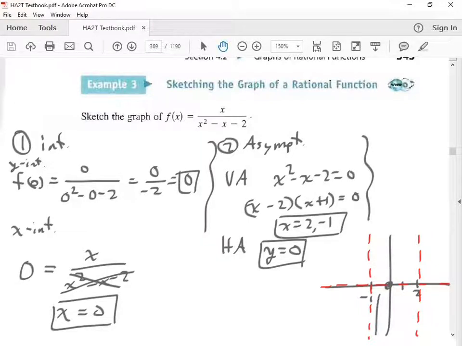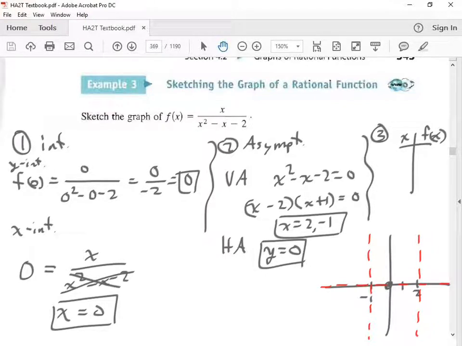Like, is my line going to go like this? Is my line going to go like this? Is my line going to go like this? I don't know. We're going to have to pick some points and find out. So let's first start out with picking a point over here. We definitely need extra points on this one. All right, so this is our extra points table.